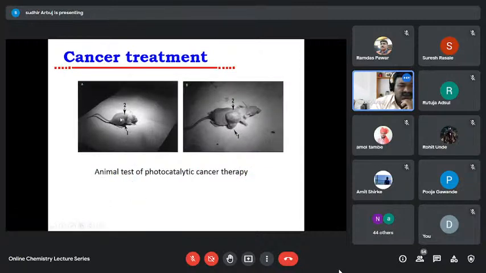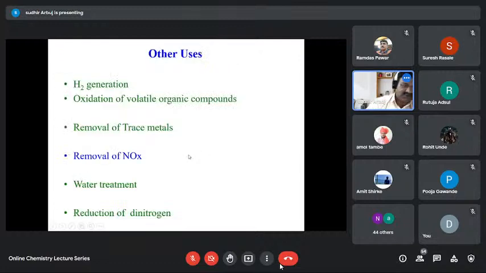Here this house is being shown. Here these 2 tumors are there. In the first tumor, they have injected the semiconductor material, and the other is not injected with the semiconductor. After a few months, the semiconductor-injected tumor is not enhanced or larger, but the tumor without semiconductor is growing much faster. So this can be used for cancer treatment also.